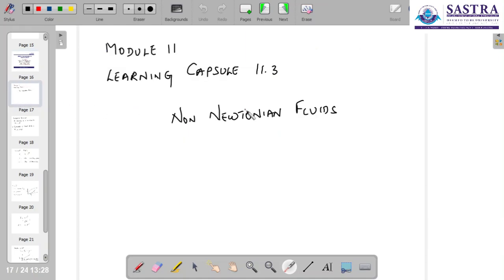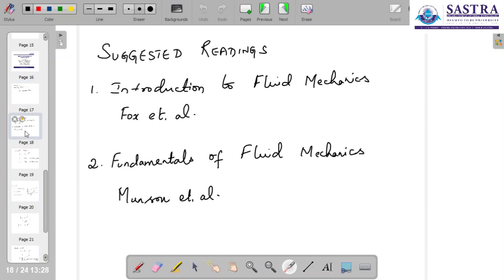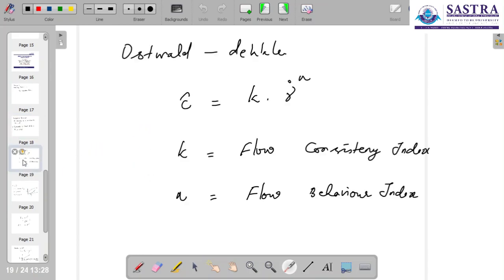We are on the learning capsule learn.3 talking about non-Newtonian fluids. The suggested readings are the books by Munson and Fox on fluid mechanics. Now let's see the mathematical relationships, the expressions that are typically used to describe non-Newtonian fluids.